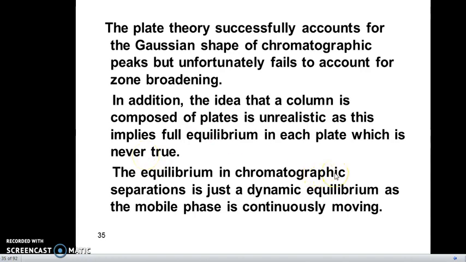Equilibrium in chromatographic separation is just a dynamic equilibrium, as the mobile phase is continuously moving. So your mobile phase should be continuously moving with the number of theoretical plates. If the experiment is repeated a certain number of times, there may be a chance that the peak shape improves, and there may be a chance of improving your process for successful separation in the chromatography. So in this way, there is a chance to get equilibrium separation.